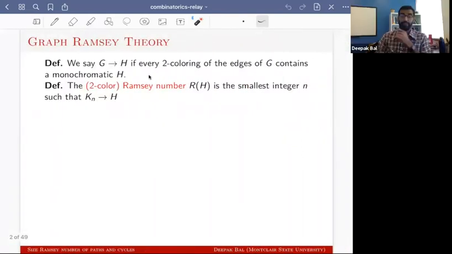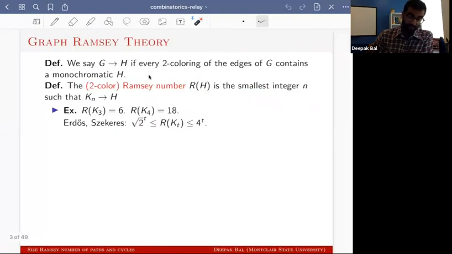Okay, so I'll start with the definition of the ordinary two-color Ramsey number. So we say that G arrows H if every two coloring of the edges of G contains a monochromatic copy of H, and the two-color Ramsey number is the smallest integer n such that the complete graph on n vertices arrows H.